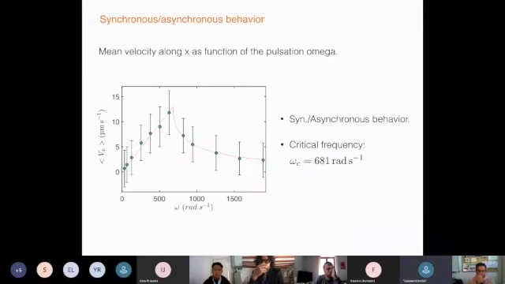So if you characterize the mean velocity in the x direction as a function of the frequency of the field, you see synchronous and asynchronous behavior of the velocity as a function of the pulsation or the frequency, and you have a critical frequency of about 681 radians per second.